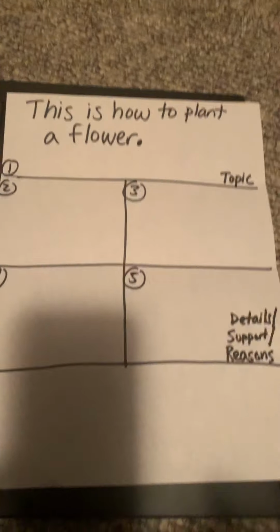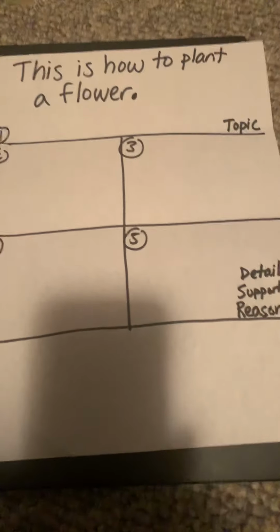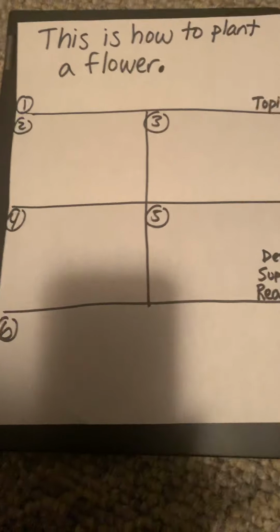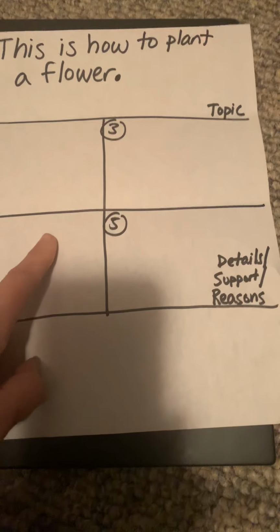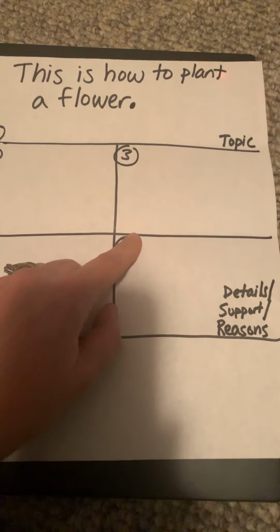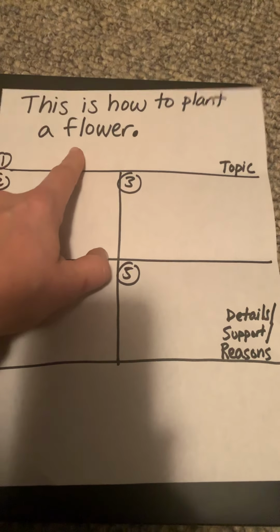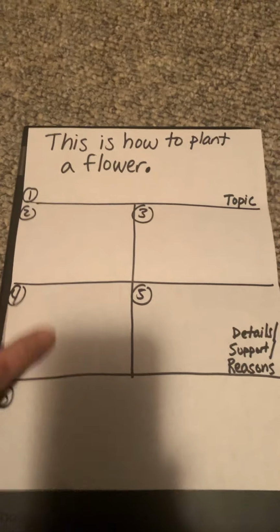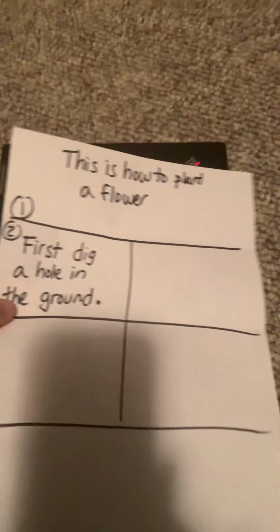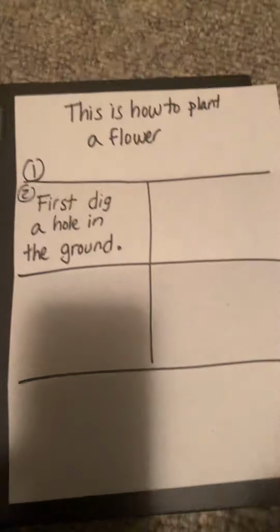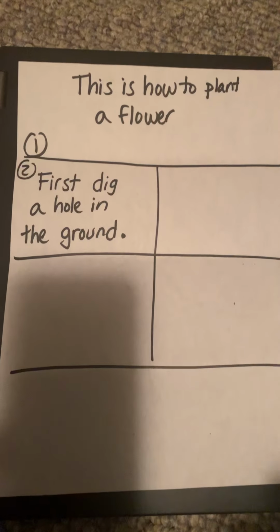Then what we're going to do next is use our transition words: first, next, then, and last, and our reasons. So these are our details. We're supporting our topic, or our reasons why. Those go here. So we have to tell our steps on how to plant a flower. So what's our first step? Yep, our first step is first, dig a hole in the ground. That was the first thing we did outside.